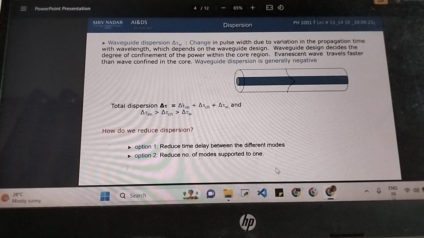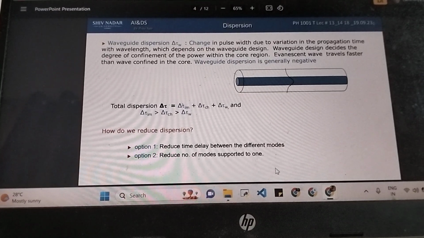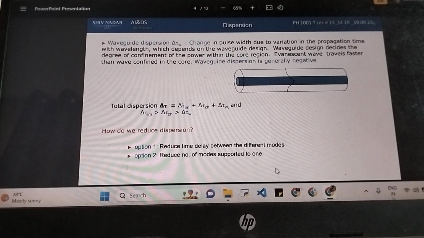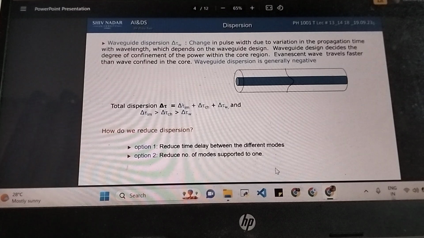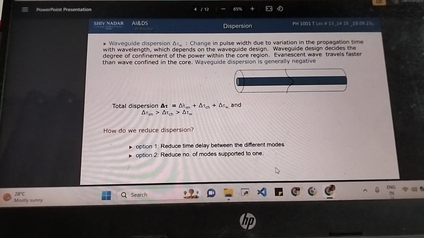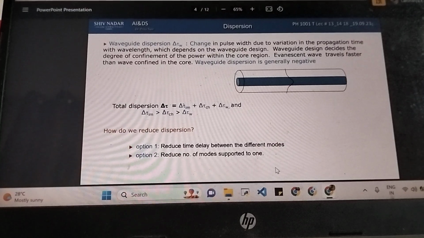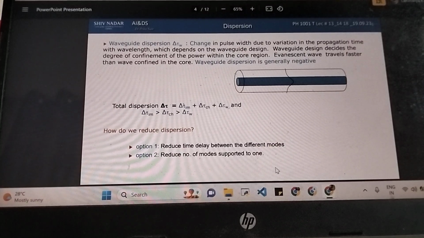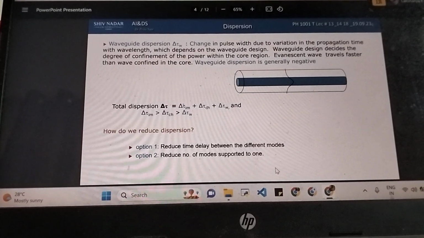So the whole problem in dispersion is when you have different modes or phases, there is a time discrepancy between them. So you try to reduce or minimize that time discrepancy, or if you find it too difficult, you make sure that your cable supports only one mode, then there will be no discrepancy. So these are the two ways. Now we'll be looking at each of these in detail and seeing how each of these is accomplished.